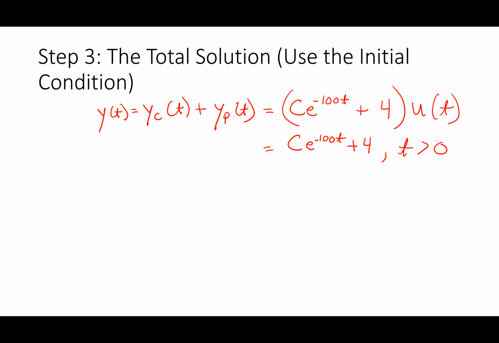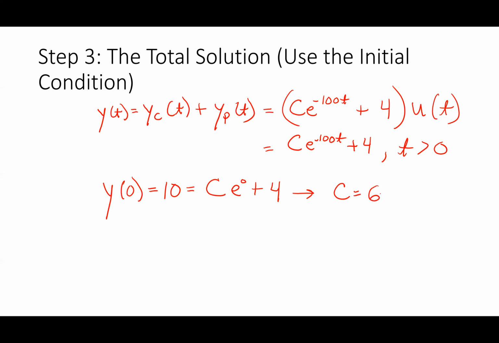I have to have an initial condition, right? And I said that y of 0 was equal to 10. So that's equal to c, and then what do I do? I plug in t equal to 0 here. So what happens to e to the negative 100 times 0? So yeah, c e to the 0. E to the 0 is 1 plus 4, right? That leads me to the fact that c has to be equal to 6.